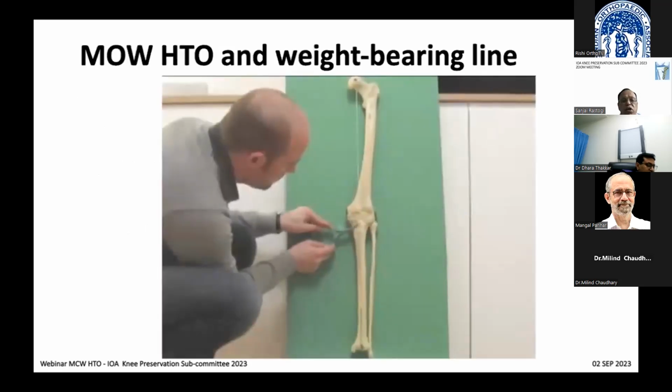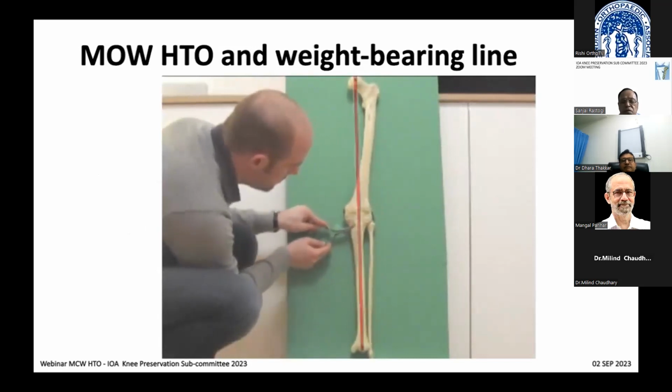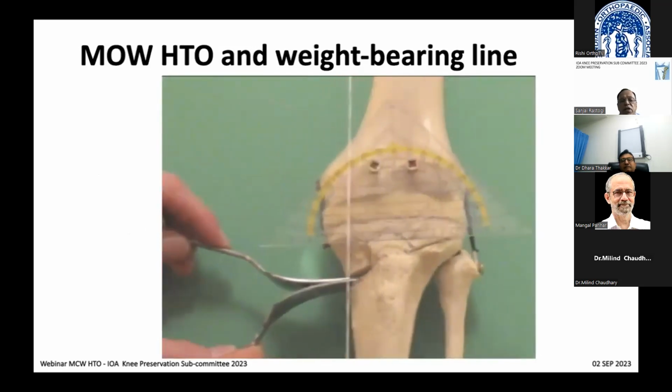Now moving on to the technique, when we do a medial open wedge high tibial osteotomy, the weight bearing line from the medial side is passed on to the lateral side, which is the normal. The cartilage is normal, and the pain disappears, and the medial side heals.